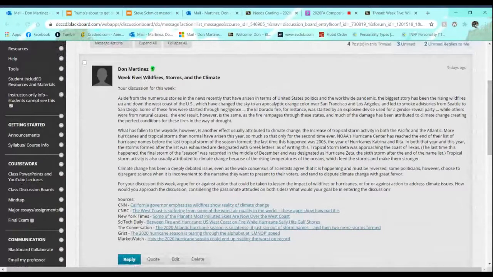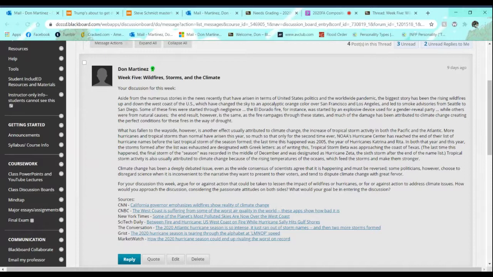Aside from the numerous sources in the news recently that have arisen in terms of United States politics and the worldwide pandemic, the biggest story has been the rising wildfires up and down the west coast of the U.S., which have changed the sky to an apocalyptic orange color over San Francisco and Los Angeles and led to smoke advisories from Seattle to San Diego. Some of these fires were started through negligence. The El Dorado fire, for instance, was started by an explosive device used for a gender reveal party, while others were from natural causes.